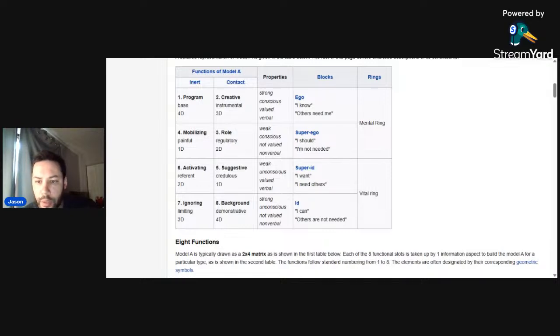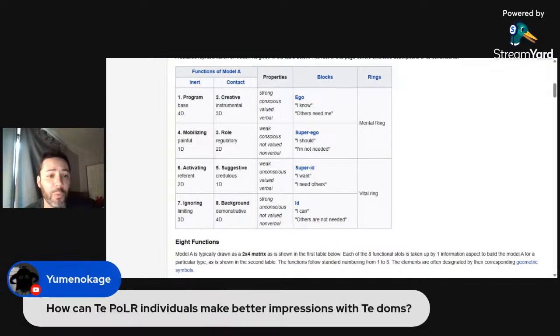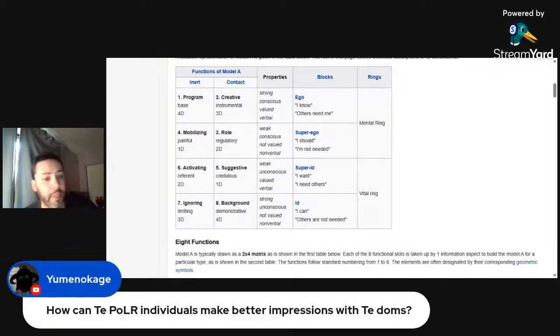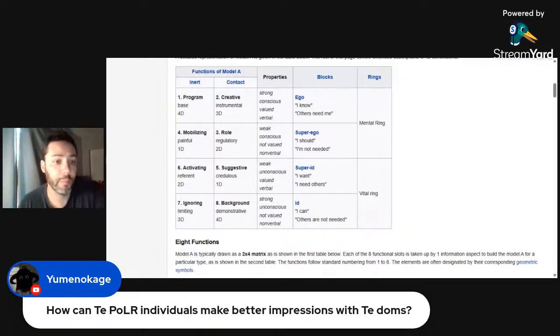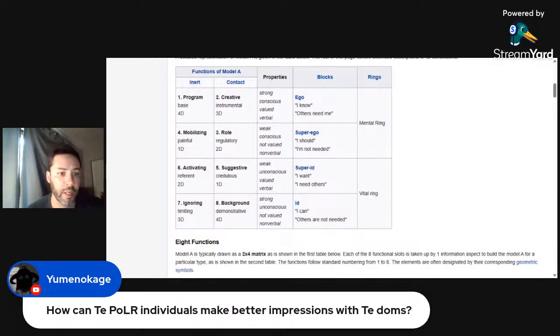How can TE polar individuals make better impressions with TE DOMs? By using TE. I should put that on the screen. TE polar individuals make better impressions with TE DOMs by actually using the thing. That's usually the problem. And in truth, I think most of the time, it's just not going to work. You just have to accept the fact that there are certain types you're going to struggle with.